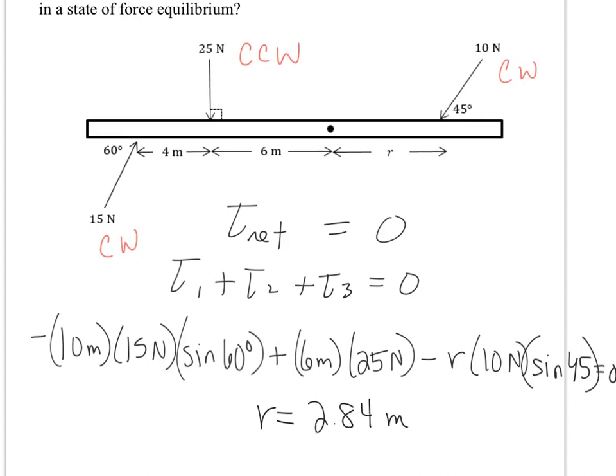2.84 meters. Again, treat this like any other algebraic expression. This is a number, combine like terms, move it over, and then divide by whatever this number turns out to be. 2.84 meters. So clearly this diagram is not drawn to scale, right?